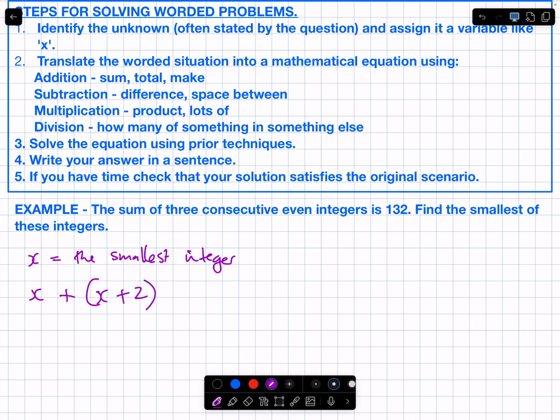Do you agree with that? The next even integer, whatever it is, is going to be 2 bigger than the first one. I don't know what it is, but I know it's 2 bigger. What's the third consecutive integer going to be in relation to x? Is it still going to be x plus 2? X plus 2 is the same number. It's going to be x plus 4. Good.